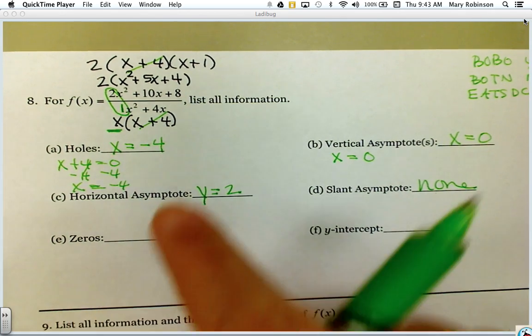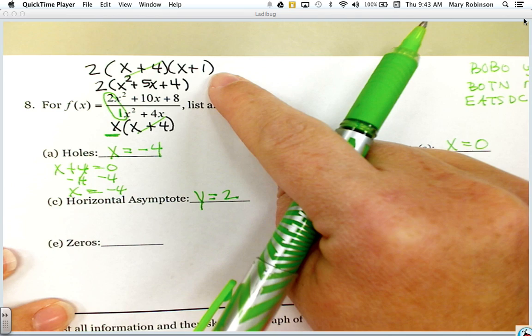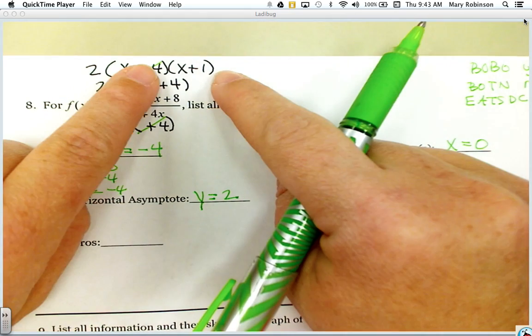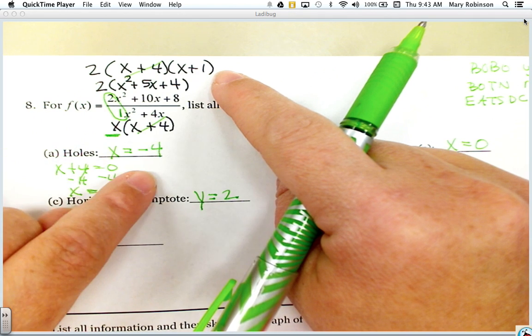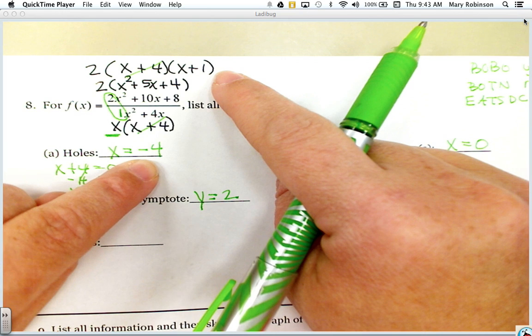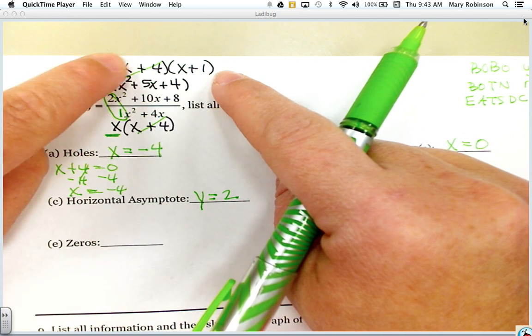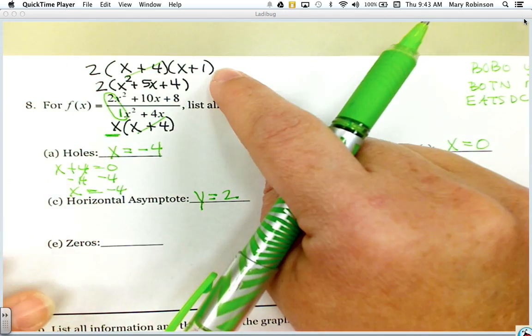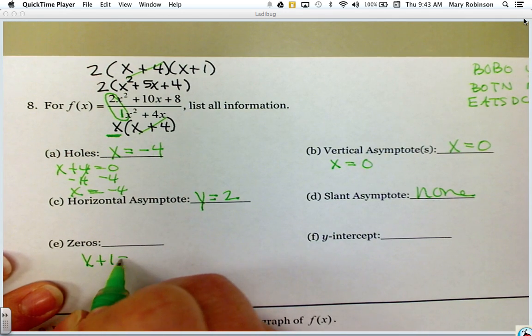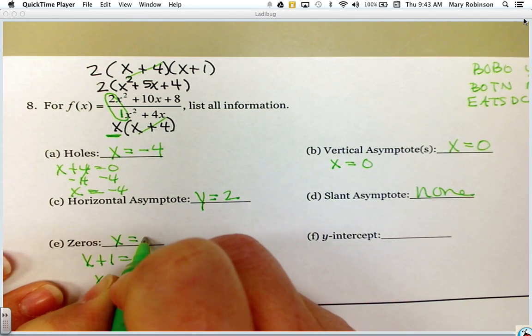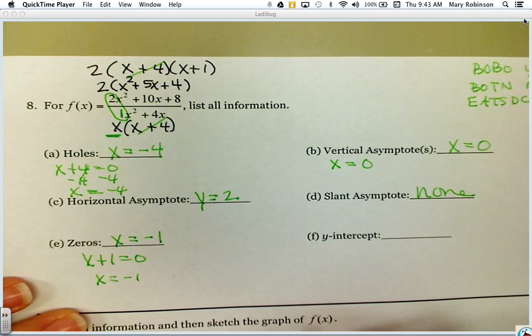Our zeros come from our surviving factors up top. So surviving meaning it didn't get canceled out. So we do not have a zero at negative 4. That's where the hole is. We can't have the graph cross the x-axis where there is a hole, meaning it doesn't exist. So we only look for the factor in our numerator that did not cancel. So if we were to set x plus 1 equal to 0, we would have negative 1. So we have a zero at negative 1.